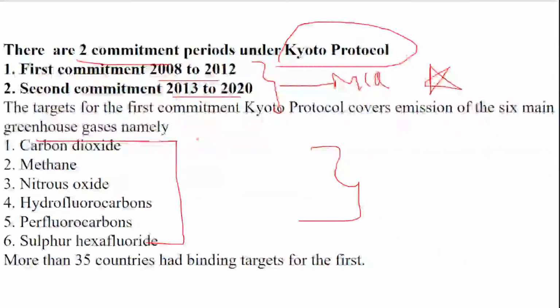So you can get a question where you have to identify the gases, or an odd one out, depending upon the question. These gases are very important. So under the Kyoto protocol, the 2 commitment periods and the gases are the first important things you should know. More than 35 countries have binding targets for the first commitment period. Please remember, these things are very important. The names of the 6 main greenhouse gases should be perfect, and the commitment periods for the Kyoto protocol should be perfect. You should remember this very well.